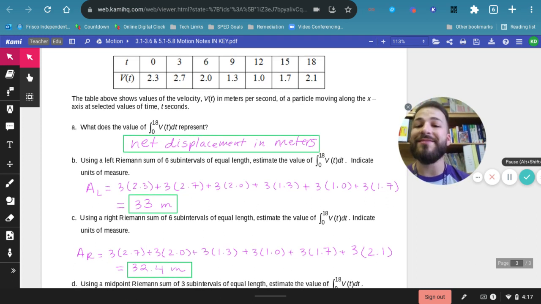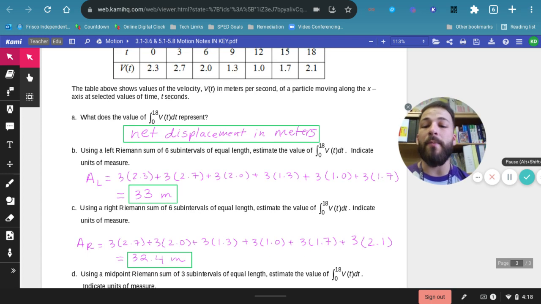Right Riemann sum, same distance, but we're doing it the other way, 6 subintervals multiplying by the rightmost point. So 3 times 2.7, 3 times 2.0, 3 times 1.3, and so on. We get 32.4 meters. So looking at this table, it's both increasing and decreasing, and then it increases again. So that's kind of why our left and right are actually pretty close together instead of usually they're kind of wildly one side or the other, because this function's kind of doing both increasing and decreasing, just depending at different points.